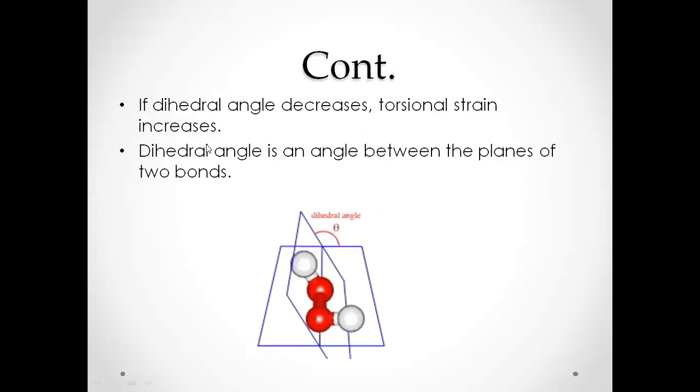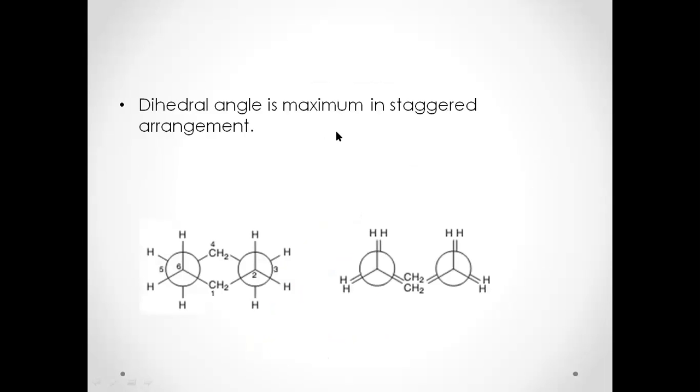If the dihedral angle decreases, then the torsional strain increases. The dihedral angle is the angle between the planes of two bonds. Dihedral angle is maximum in staggered arrangement. As I told you, the staggered form is stable for any compound because in the staggered form the dihedral angle is maximum. So the staggered form of cycloalkanes will be more stable.